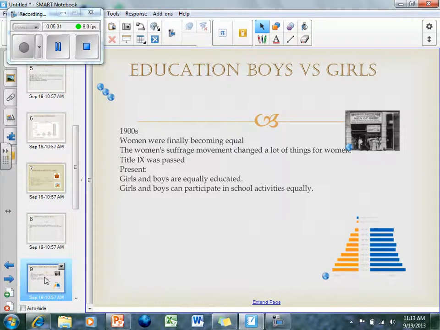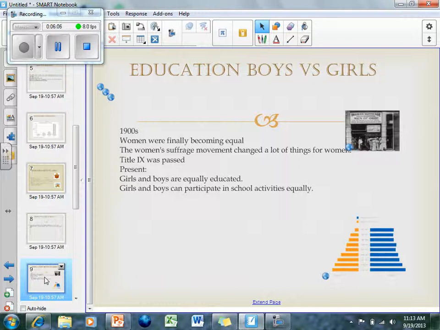In the 1900s, women were finally becoming equal. The women's suffrage movement changed a lot for women because they started to become more equal. It stated that all men and women are equal. They were pushing for equal rights for everything. Title IX was also passed in the 1900s. In 1972, Title IX was passed, and this revolutionized things because the amendment protected people from being discriminated against based on their gender in education. Equal funds in sports, activities, and anything in education funded by federal finances.